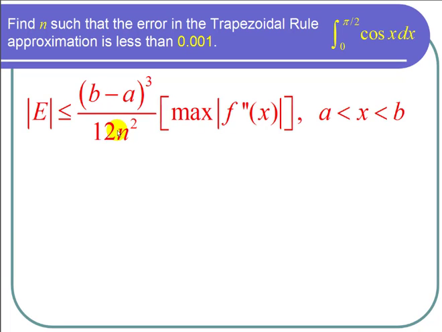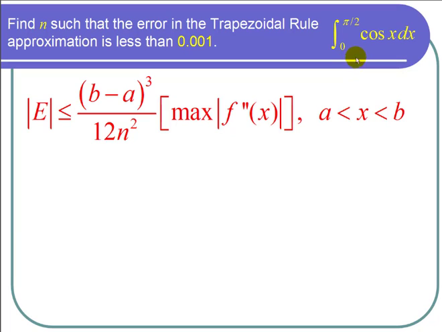So a, b, and n, those are all simple. a is 0, b is pi over 2, and n is our question mark. We don't know, but we do want our error, E, to be less than 0.001. So we need to find f double prime of x.